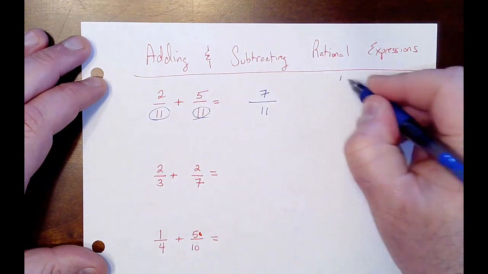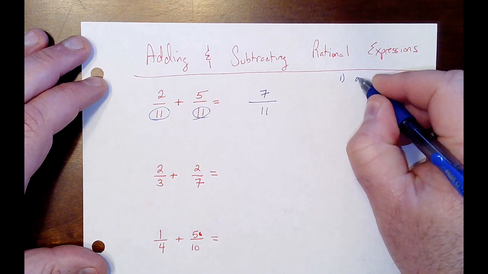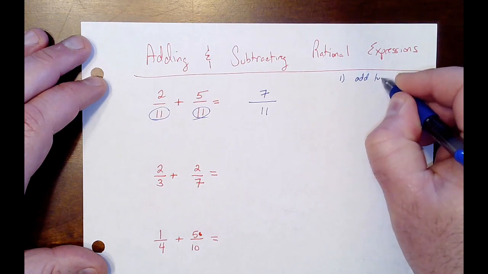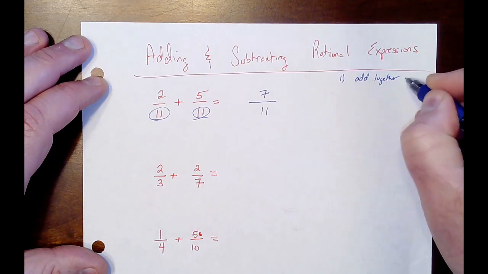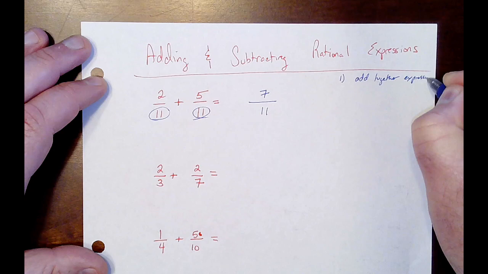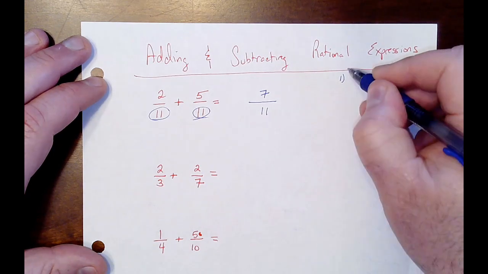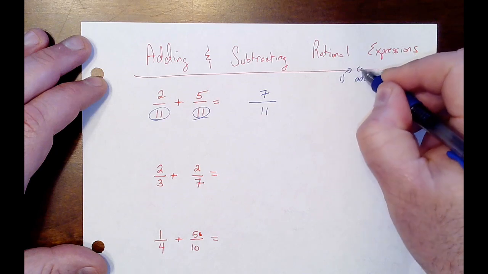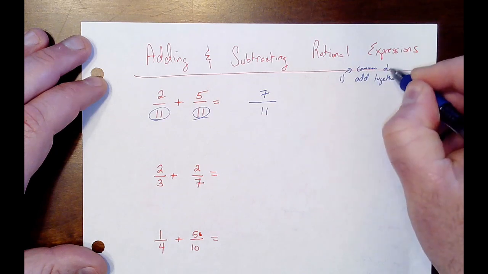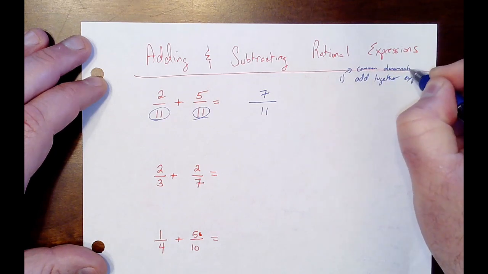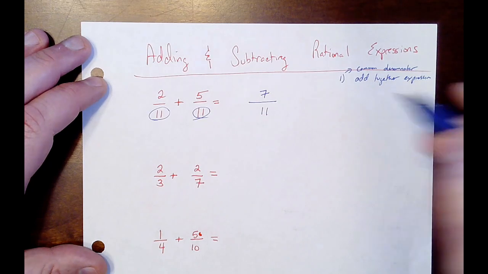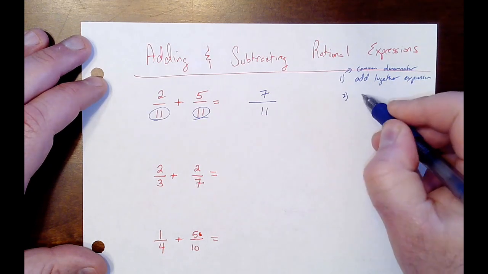So the first step is to add together the expression. Now, obviously you add if it's adding, you subtract if it's subtraction. That should be obvious. And the only thing you have to remember is you have to have a common denominator first. Once you do that, step 2 is try and simplify.